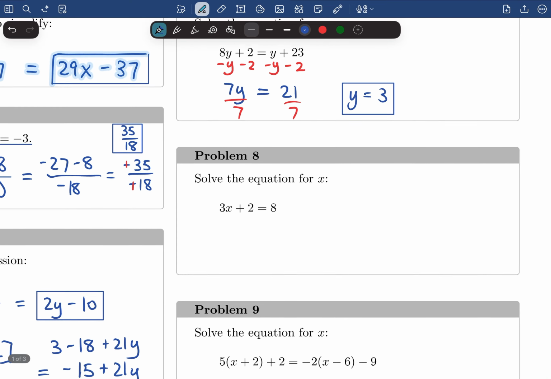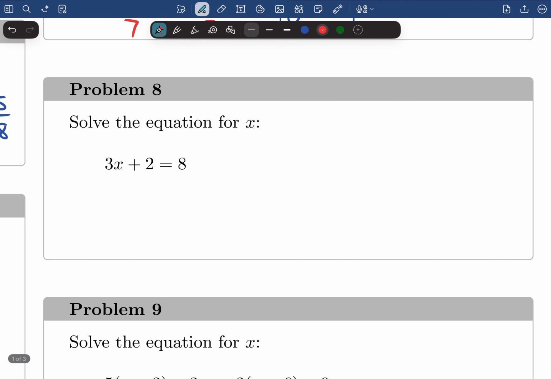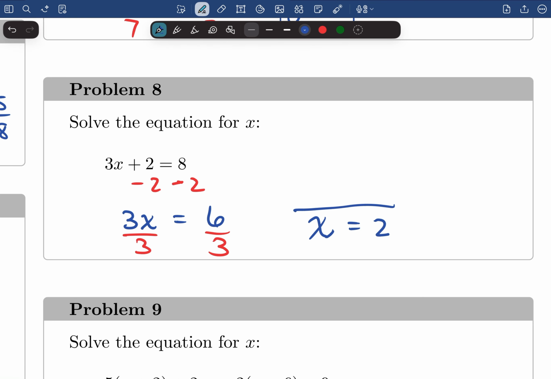Problem 8. Solve the equation for x. 3x plus 2 equals 8. Same idea here, but now I can just look at this and I can say, well, if I subtract 2 and then divide by 3, I have solved for x. So oftentimes you can look at an equation and just say the step process is really fast. So let's go. Subtract 2 from left to right. Now rewrite the equation. 3x equals, 8 minus 2, which is 6. And now divide by 3. And 6 divided by 3 is 2. So we've just found out x equals 2.